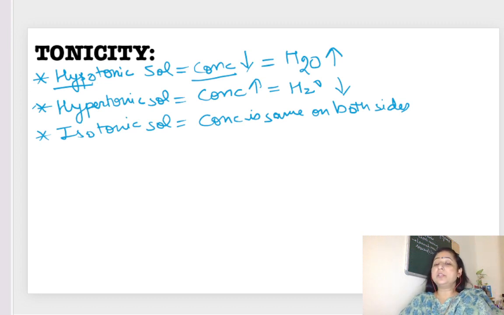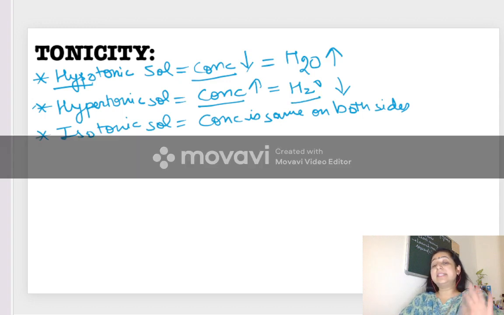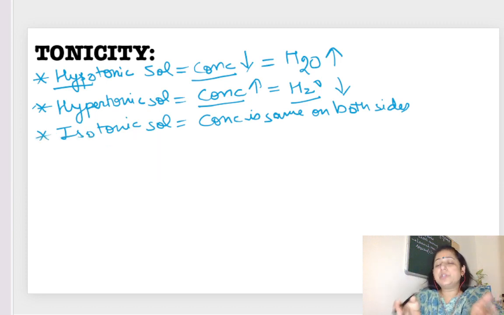When I say hypertonic solution, the concentration is more and the water amount is less, but the solute amount dissolved is more. For example, in a sugar syrup, sugar is also dissolved, so the water content is less and the sugar content is more. We call it a hypertonic solution. A hypotonic solution will be plain water, wherein there is no sugar, so it just has water. So that's a hypotonic solution.